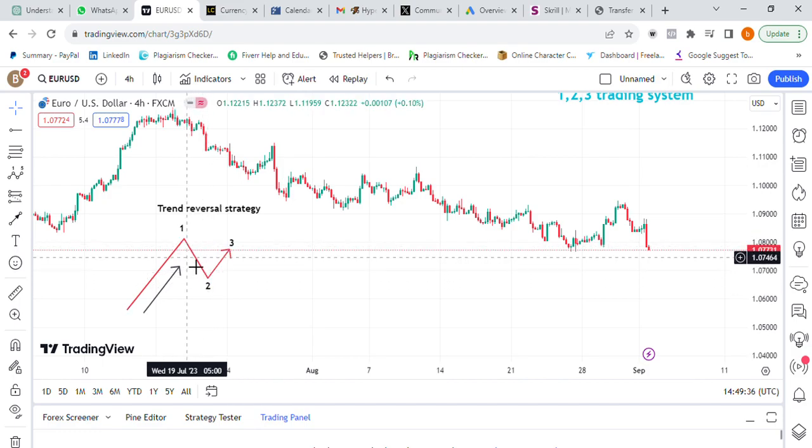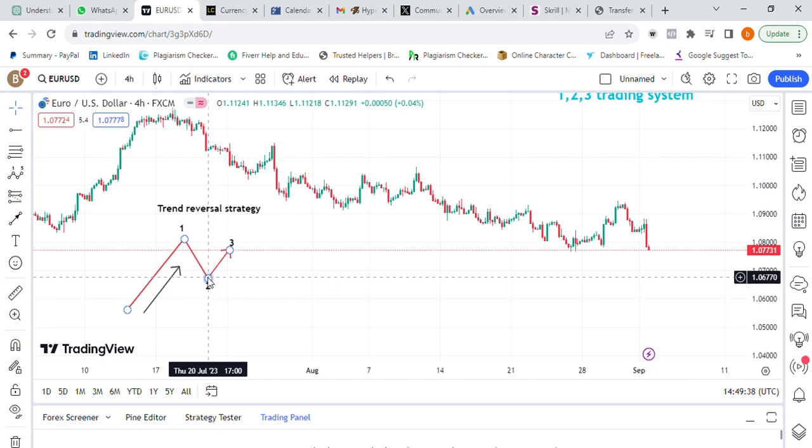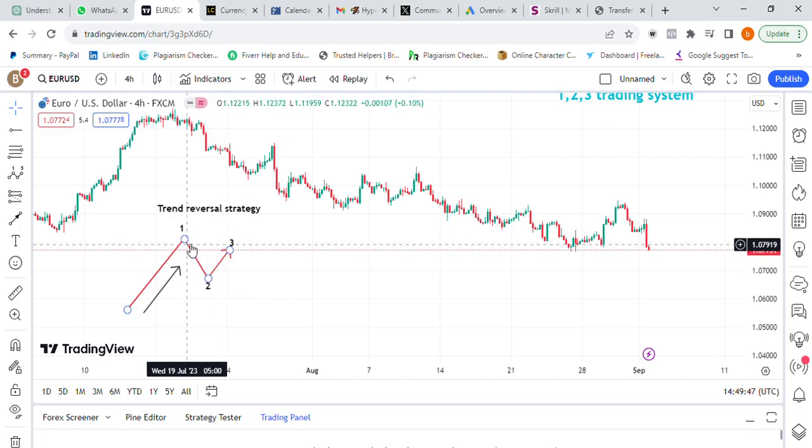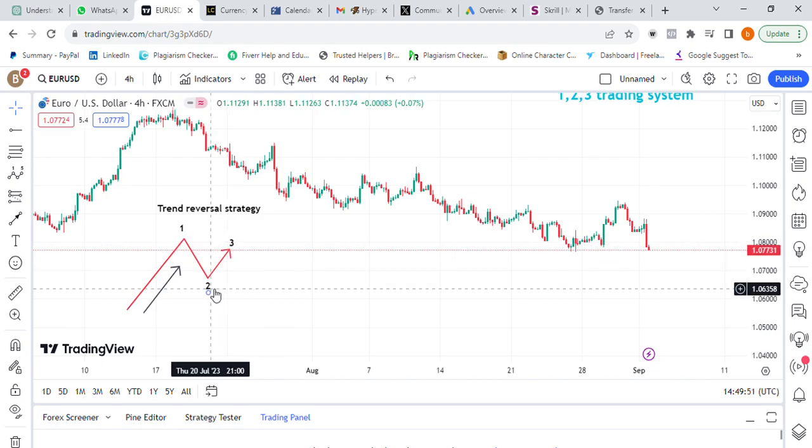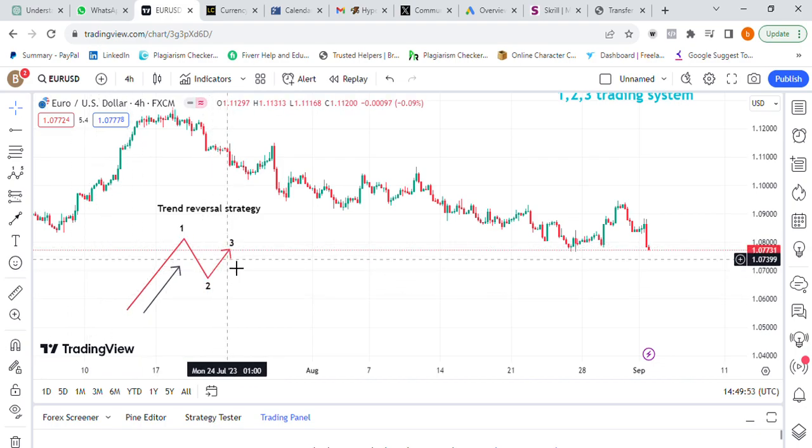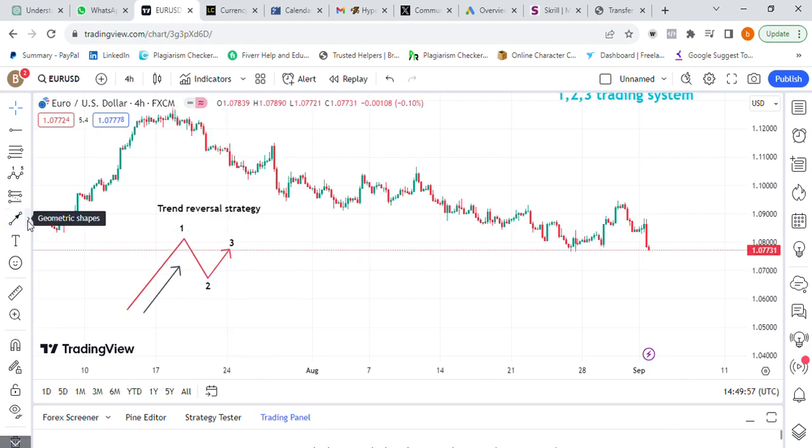It made a pullback. This is point two. The pullback moves ahead again to point three. The market made a pullback, but it never got back to the previous high, which is here. But there's a high. At this point, the market has made a pullback here. Then you notice that the market starts coming down.